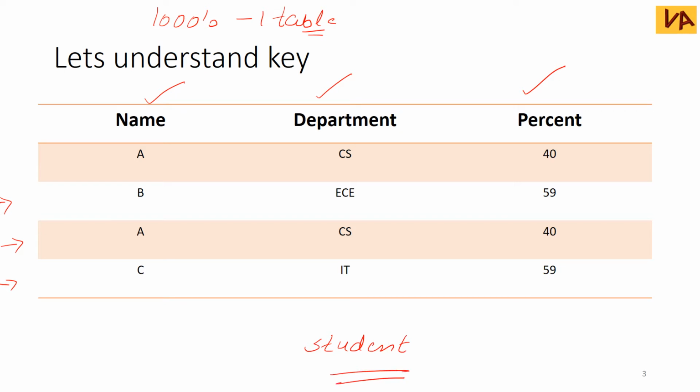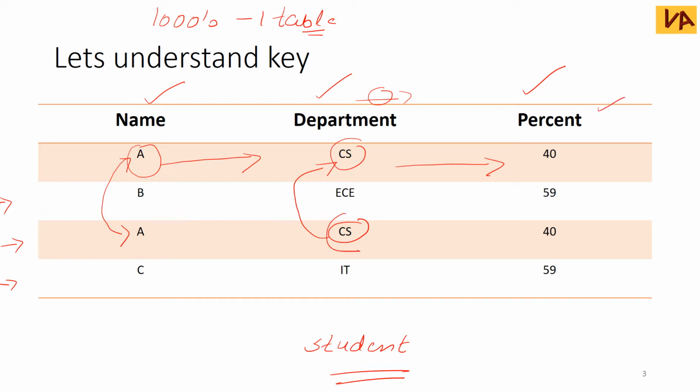For example, if we need to find out the record of a student whose name is A, then we will get the information of department computer science and the percentage 40. But we have two people who have the same name A. So we cannot identify the record uniquely here. Let's take an example through department. If we want to fetch data of computer science, CS department, then we have one more person who has the same CS department in the same table. Again, we cannot find the CS department person uniquely.